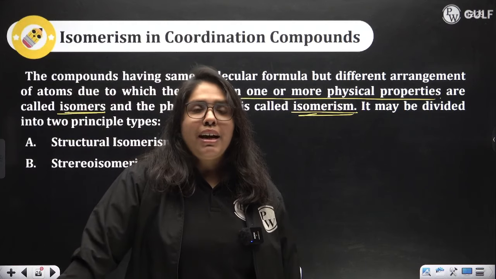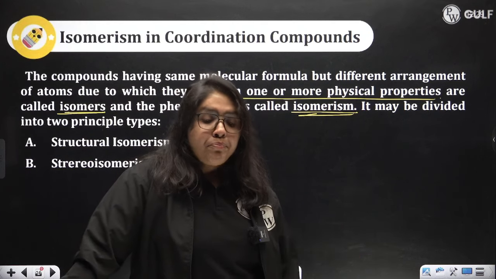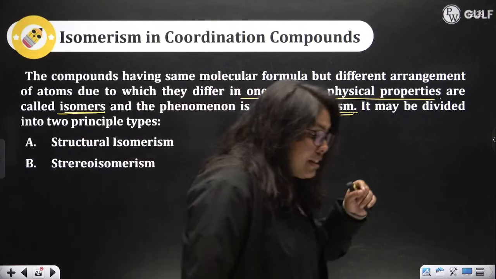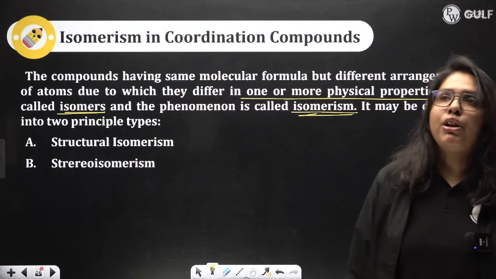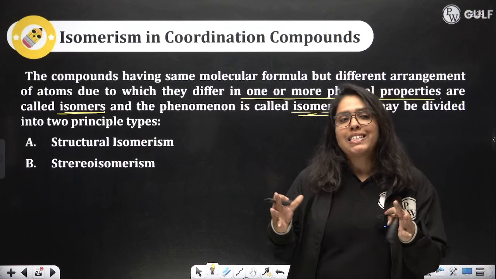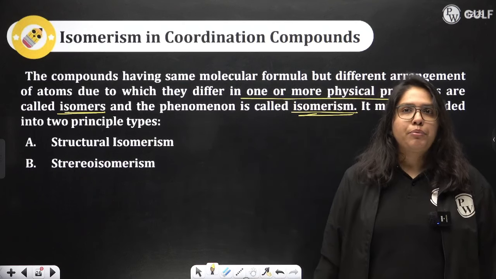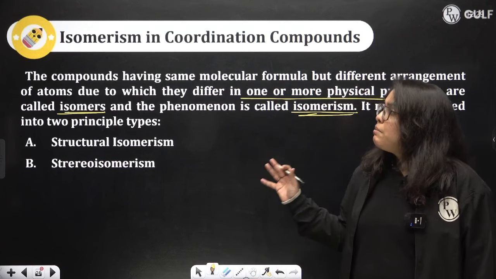Structural isomerism means they have the same molecular formula but their structure is different, right? In stereoisomerism, they have the same molecular formula, yes, but the arrangement of the atoms in space is different, right? The arrangement in space is different. All right, so that is about isomerism.